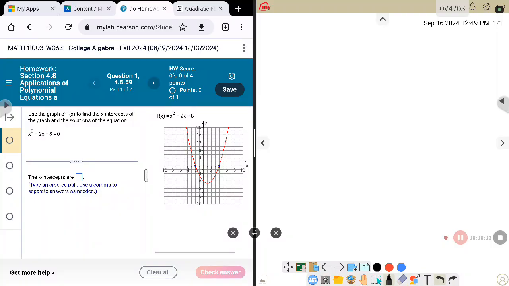In this video, we are going to see how the solutions of a quadratic equation are related to the x-intercepts of the graph that you would get if you put that quadratic function in your calculator. So you'll notice that this equation is x squared minus 2x minus 8 equals 0. If you put that in your y equals and graph it, you get this graph on the right, where you are looking for the x-intercepts.